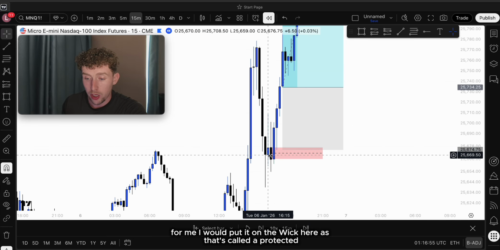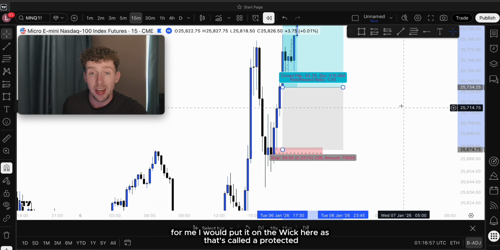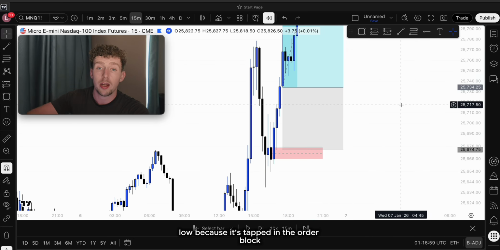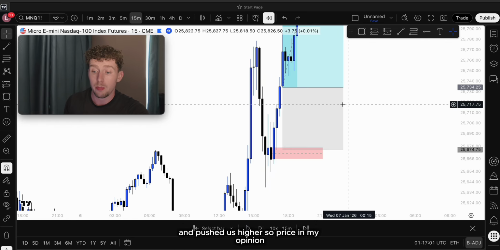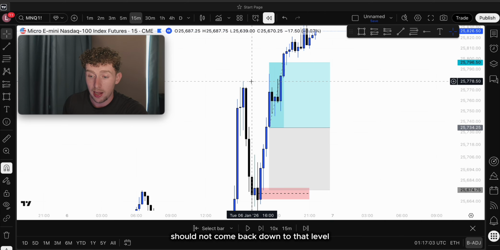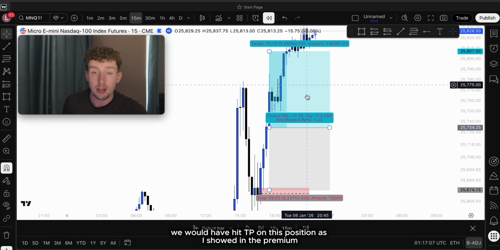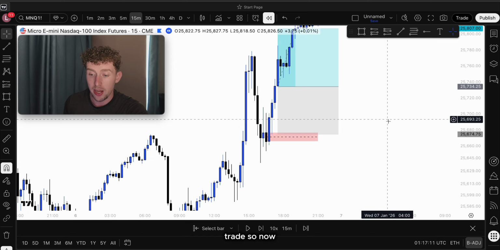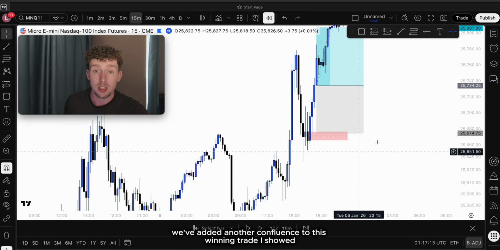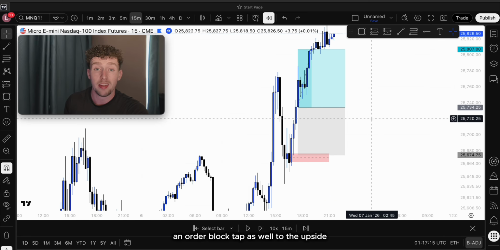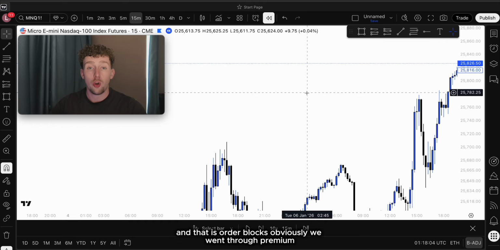For me, I would put it on the wick here, as that's called a protected low because it's tapped in the order block and pushed us higher. So price, in my opinion, should not come back down to that level before it takes out this high. And as you would have seen, we would have hit TP on this position as I showed in the premium trade. So now we've added another confluence to this winning trade I showed, an order block tap as well to the upside. And that is order blocks.